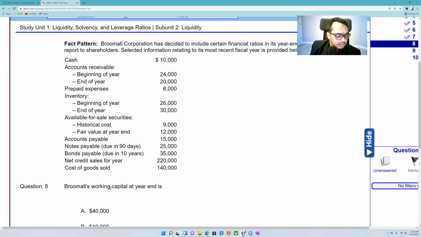Next. Again, working capital at year end he's calculating. So what should I take? Current assets, what should I take? 10,000 cash. End of the year he's telling, so I'll just take end-of-the-year values. 20,000, 8,000, 30,000. Available for sale securities. It means that it is available for sale in this year. Historical cost is given. Fair value amount is also given. So you have to take the fair value amount only.